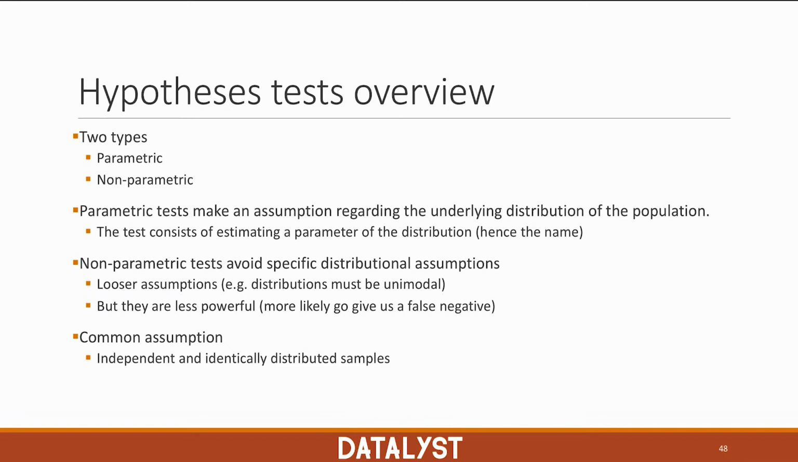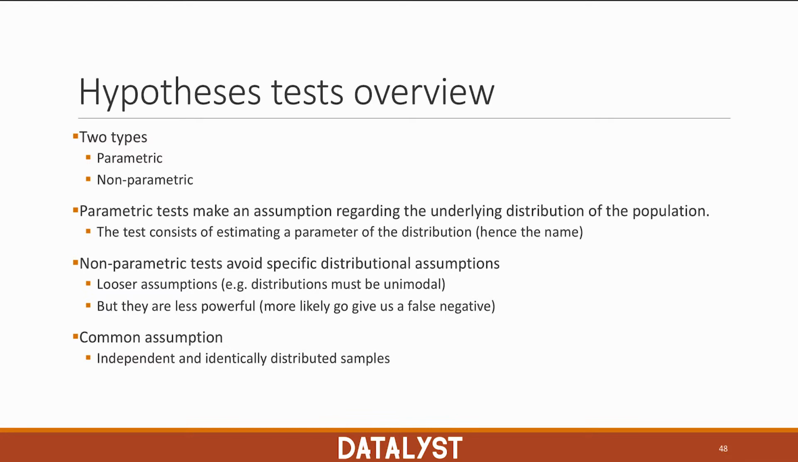So now let's see an overview of the different kinds of hypothesis tests. We have two types of tests, parametric and non-parametric tests. In parametric tests, we make an assumption about the underlying distribution of the population. This is a reasonable idea, and as we saw earlier, in statistics we use distributions in order to model uncertainty. So we assume that our population follows a particular distribution, and then in the test we estimate the parameters of this distribution. This works fine.